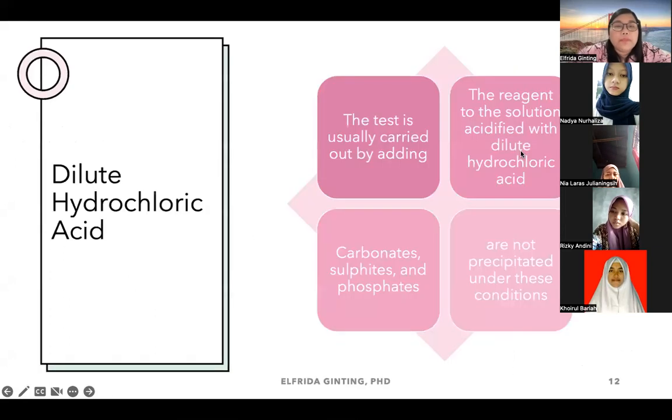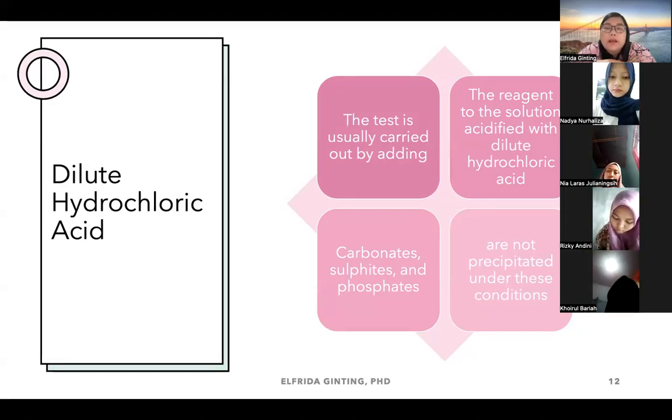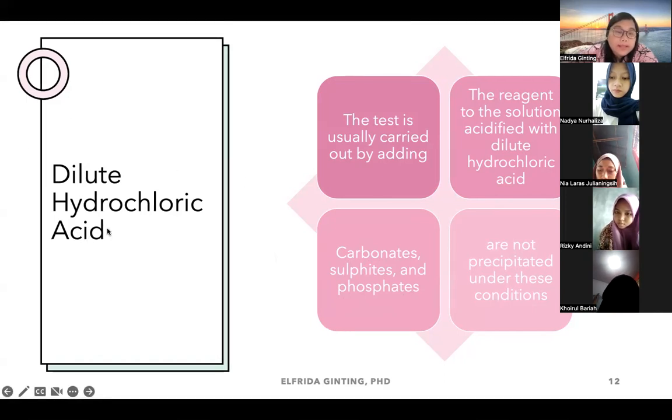Okay, now, so let's see here. So if we have dilute hydrochloric acid, right? Dilute hydrochloric acid. Now, with this dilute hydrochloric acid, there are three anions that won't be dissolved in it. So for example, carbonates, sulfites, phosphate. So these three are not precipitated under dilute hydrochloric acid. Yeah, carbonates, sulfate, and phosphate.